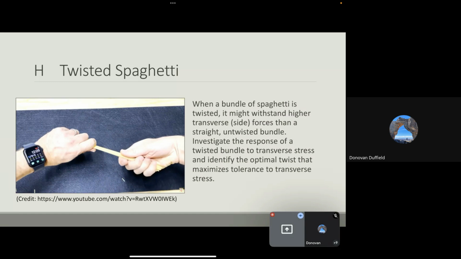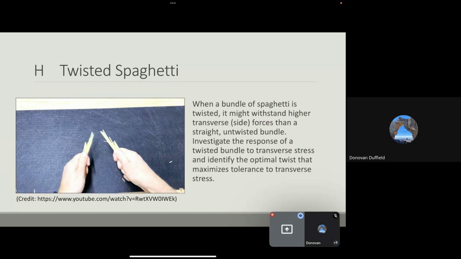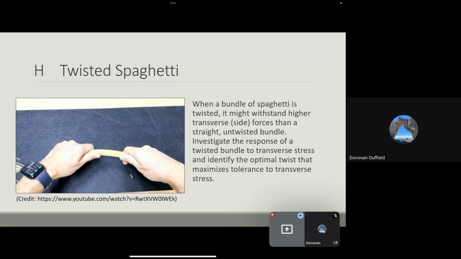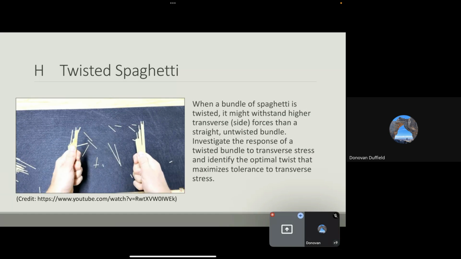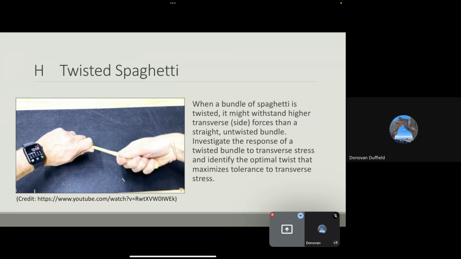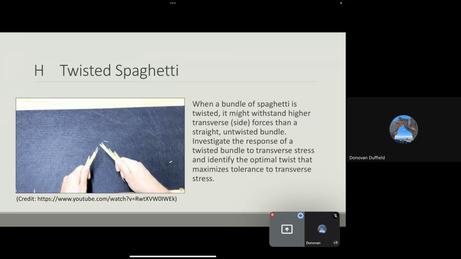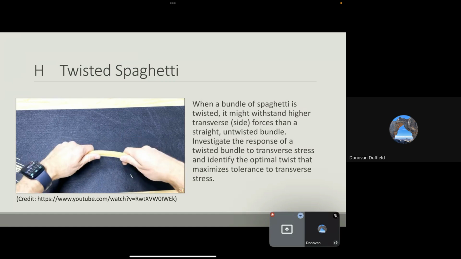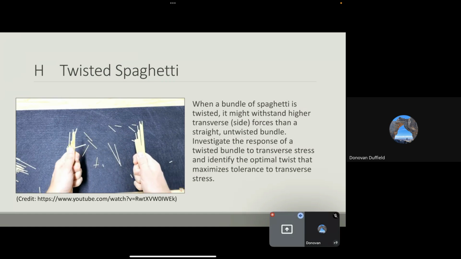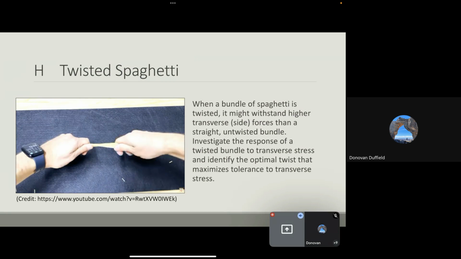And if you just take a bundle and break it, there are a lot of fragments. But if you twist the bundle and then snap it, you'll see that it takes more force to actually break it. You need to apply more transverse stress to break it. And there are a lot fewer of these fractures and split pieces that fly off.